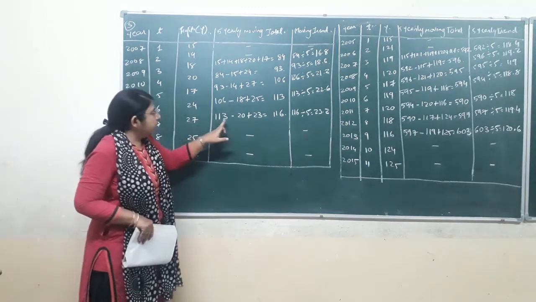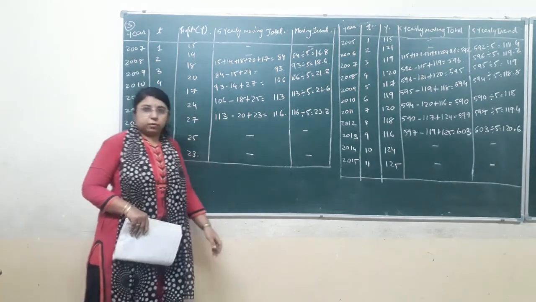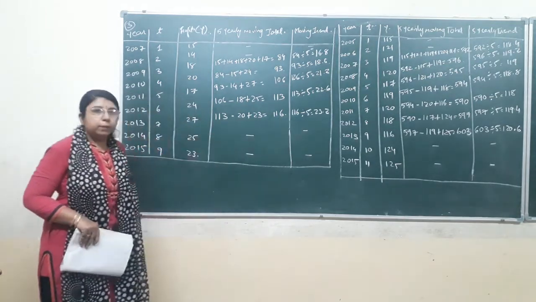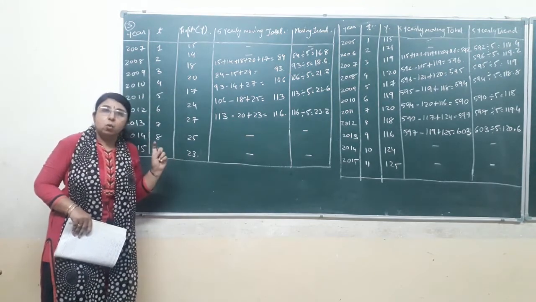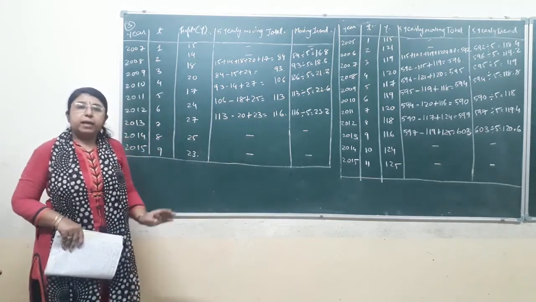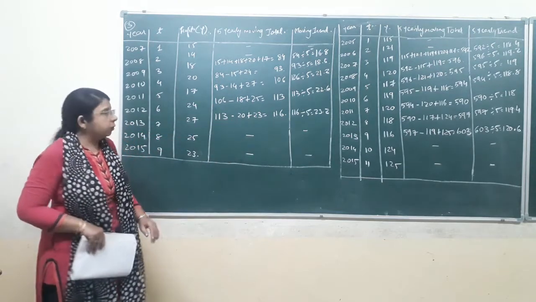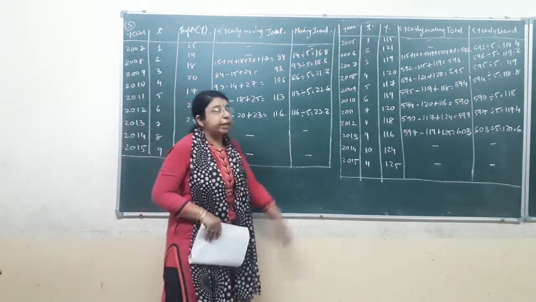Okay, so 113 minus 20 plus 23 is equal to 116. And the last two values would come nil, because after 23 there is no value of y given to us. So the last two totals would not come to anything. You have to keep it as it is, that is nil. Okay. Now after doing the total of 5 yearly, you have to find the moving trend.